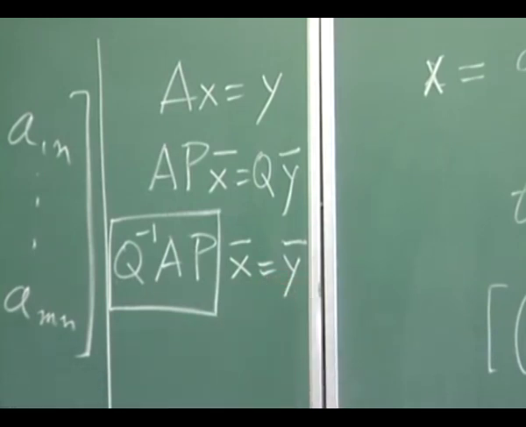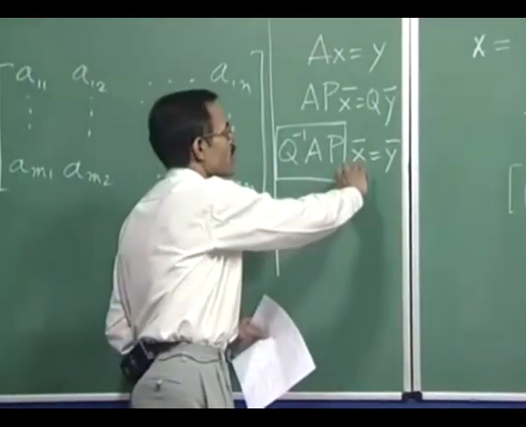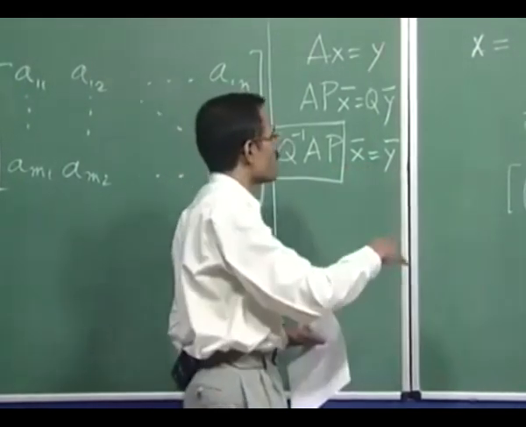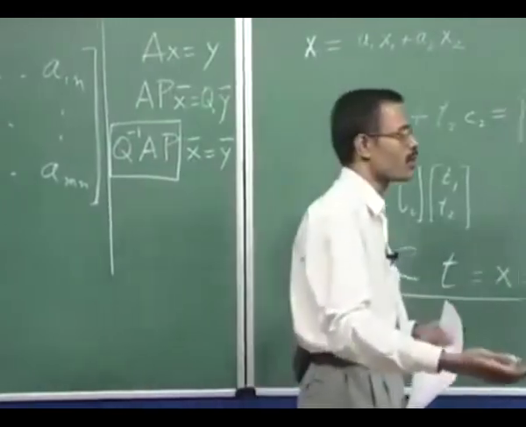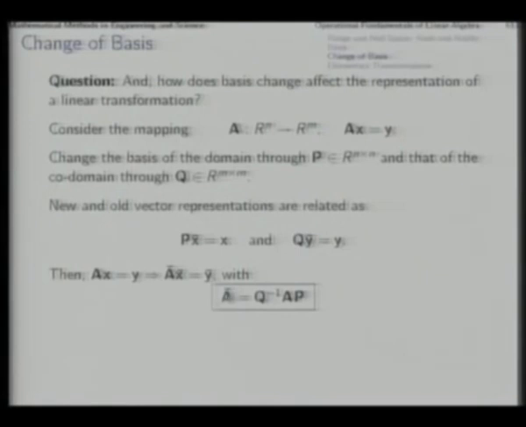That means, it will describe the same linear transformation as the bases in the domain and in the codomain have been changed to P and Q respectively, and formally we say that the new matrix representation of that same old linear transformation will be Q inverse A P.